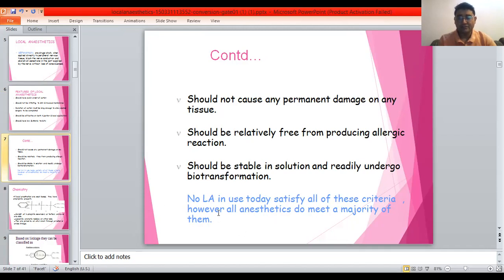As I mentioned before, no local anesthetic in use today satisfies all of these criteria. However, all anesthetics do meet a majority of them.